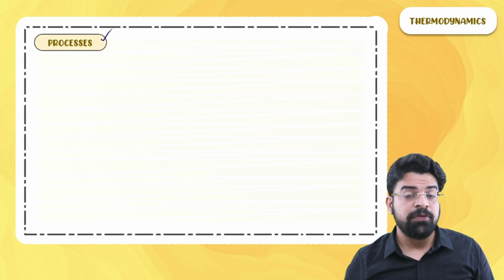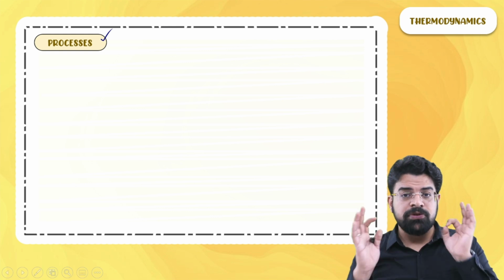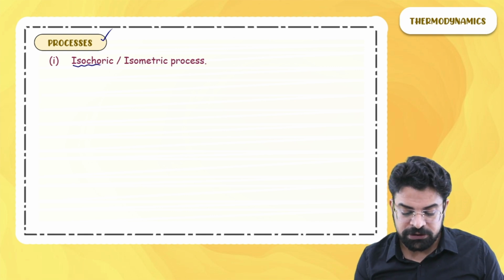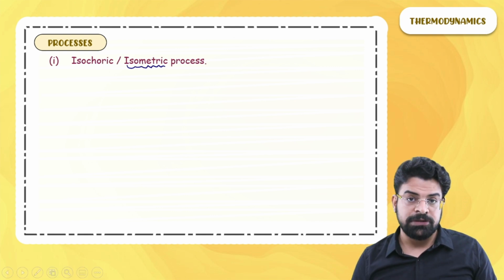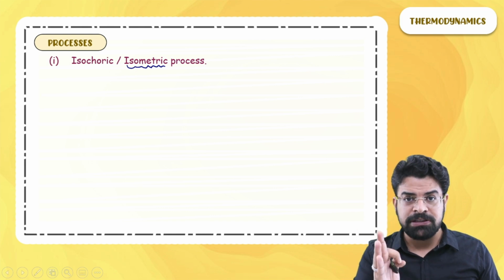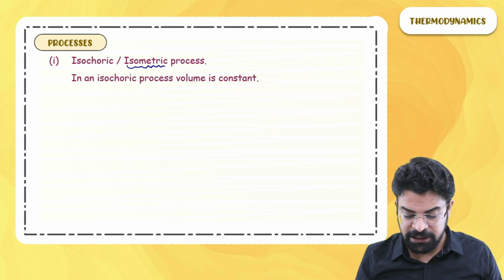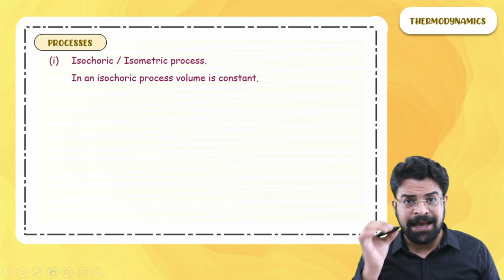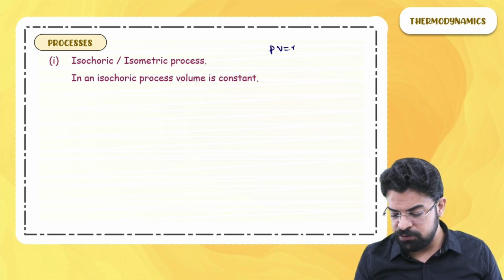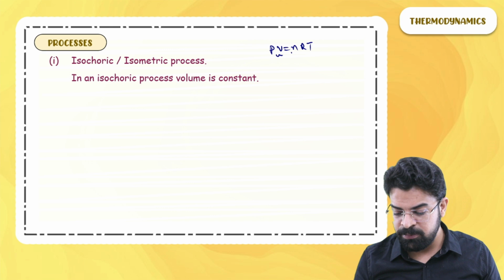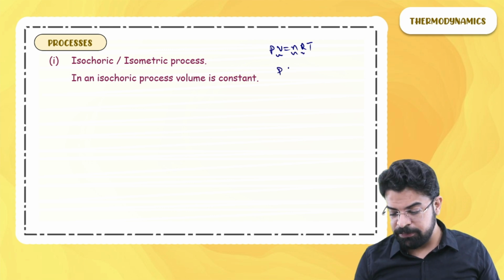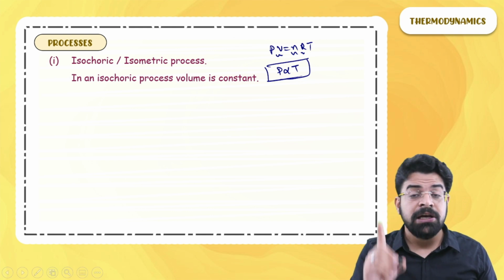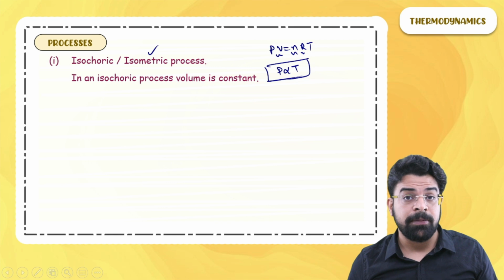Now, we will talk about different types of processes. The first process I'm going to talk about is my personal favorite, the isochoric process, which is sometimes also called an isometric process. An isochoric process is the process in which the volume remains constant. From PV equals nRT, with volume, number of moles and R constant, the pressure of the gas is directly proportional to the temperature of the gas.